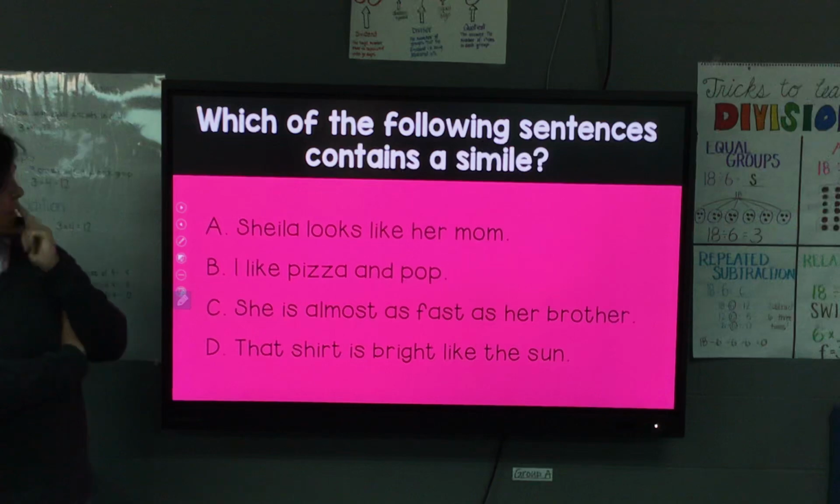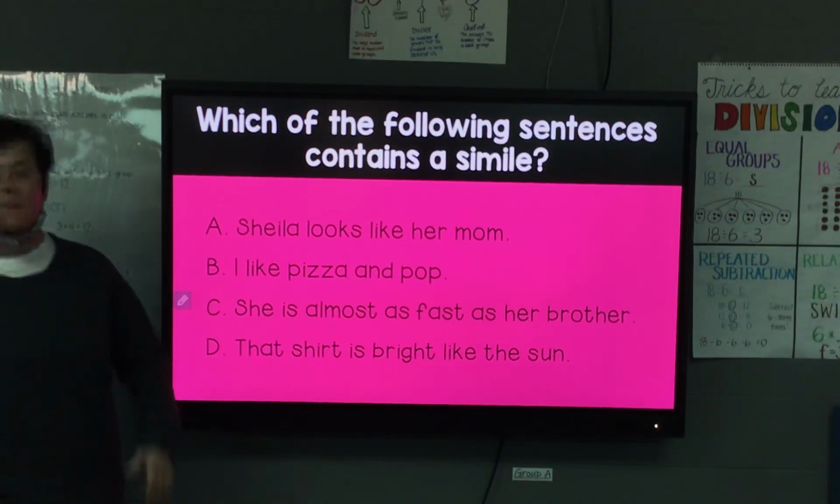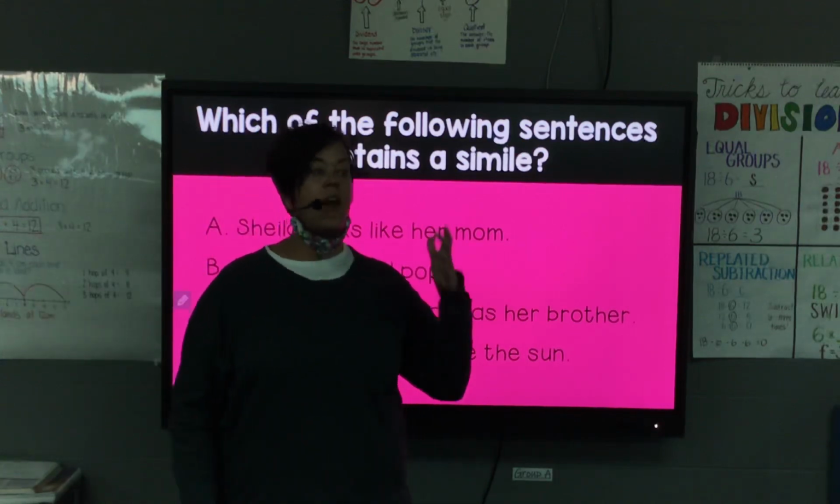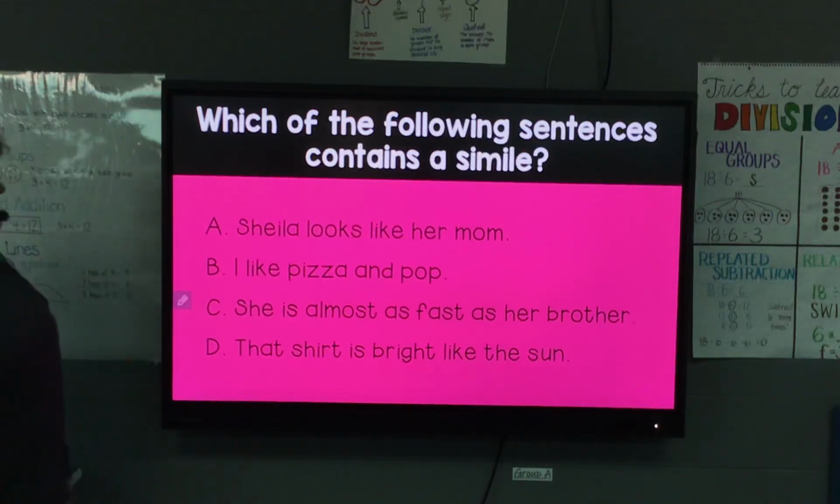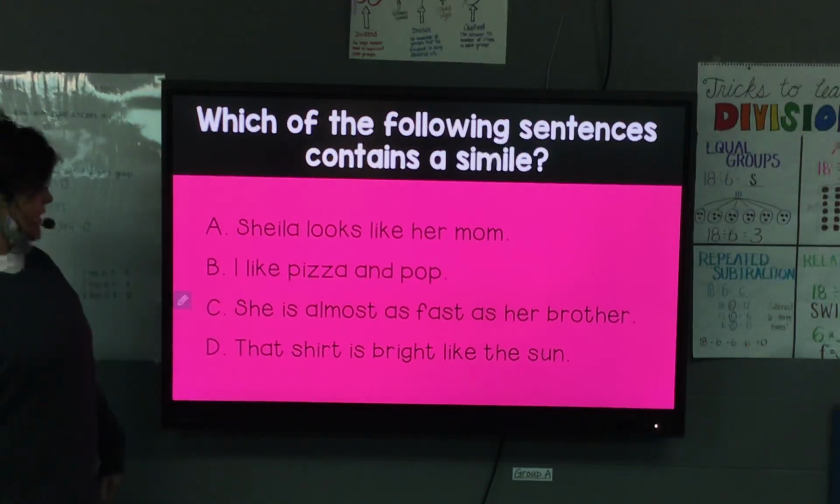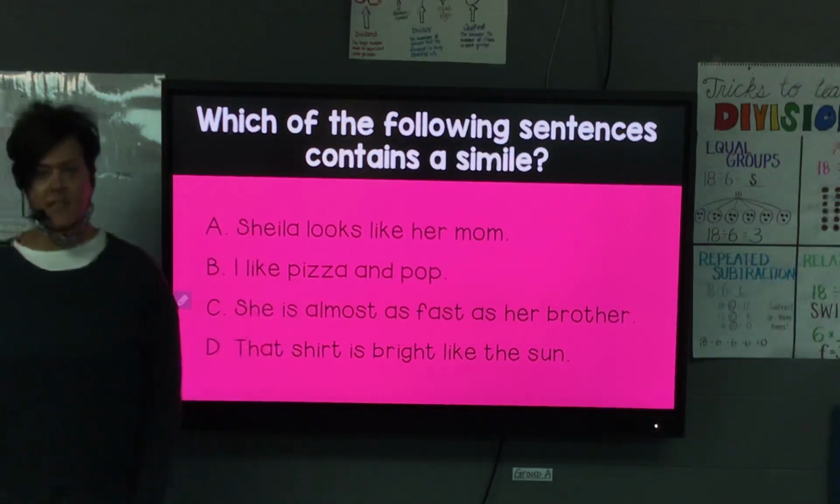All right. Which of the following sentences contains a simile? Remember, a simile compares two things using like or as. Sheila looks like her mom. I like pizza and pop. She is almost as fast as her brother. That shirt is bright like the sun. They're using like and as in all of those sentences.